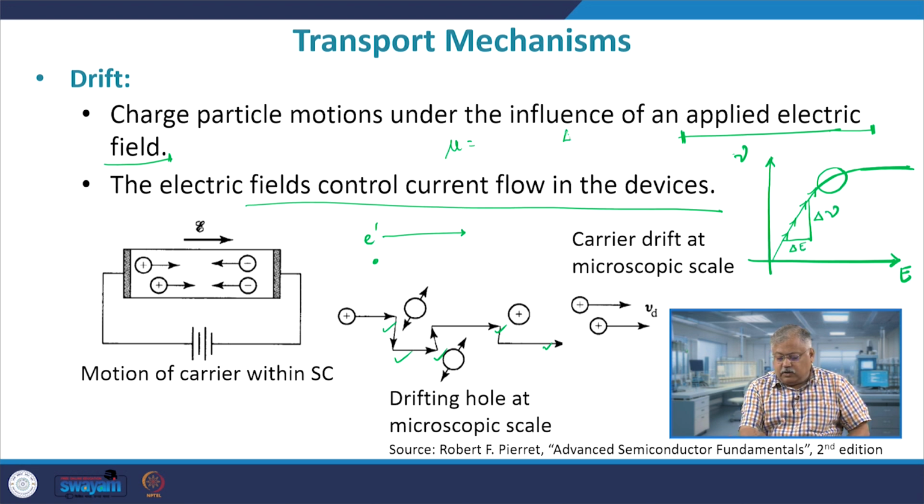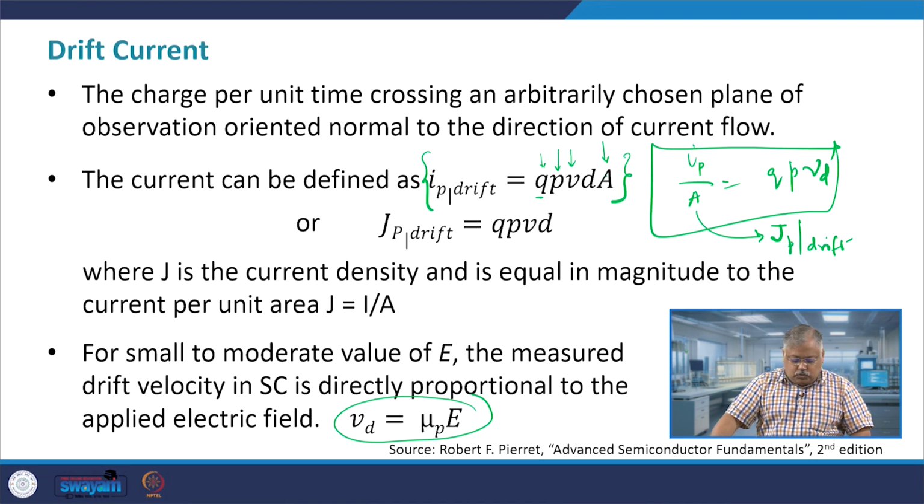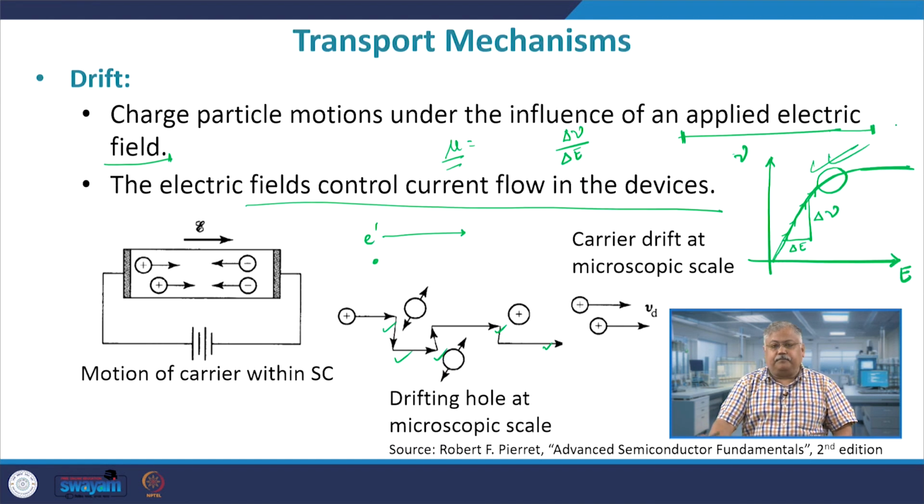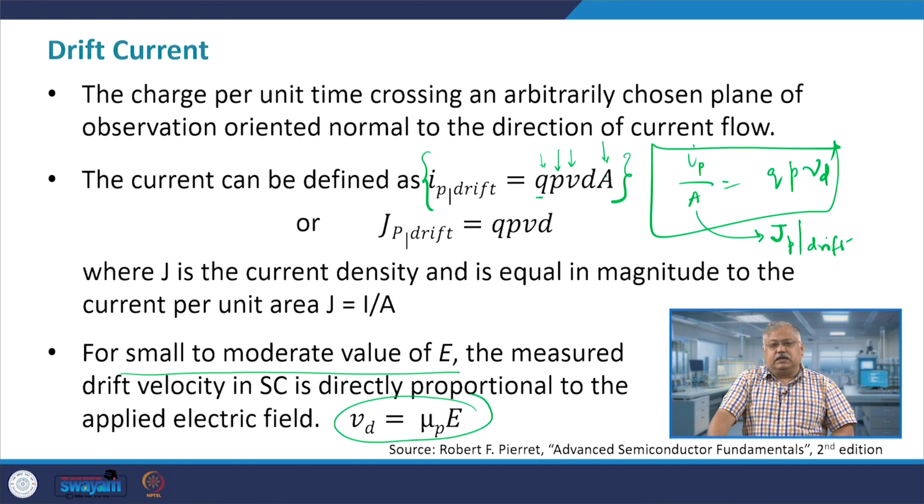So I just find out del V and del E, and you take a differential of that and you will get mobility. Till this much point the mobility is constant, and that is what I have shown here. For small to moderate values of electric field, the measured drift velocity is directly proportional to the electric field, and this is exactly coming from this graph. From this graph, V is linearly proportional to E, and as a result Vd equals mu_p into E, where mu_p is the mobility of holes.